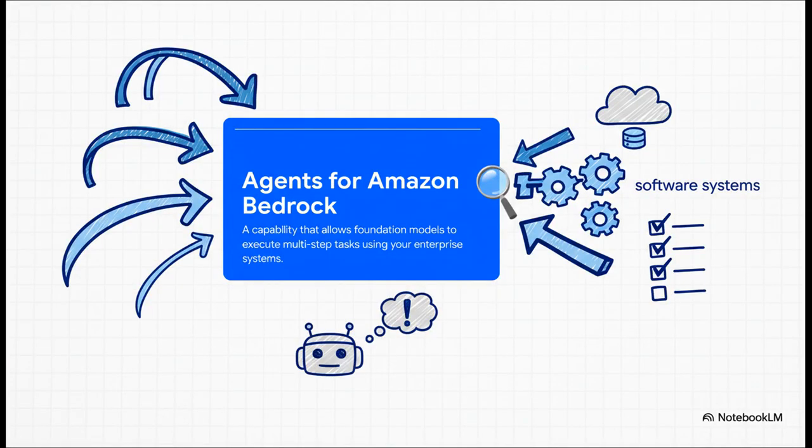All right, so RAG helps your AI know more. But what if you wanted your AI to do more? To not just answer questions, but to actually take action? Well, that's exactly what agents for Amazon Bedrock are for. An agent is basically an AI that can interact with your other software systems to get tasks done. So here's how it works.